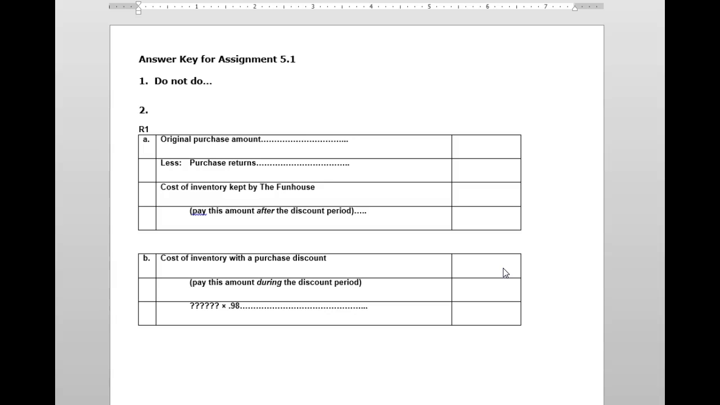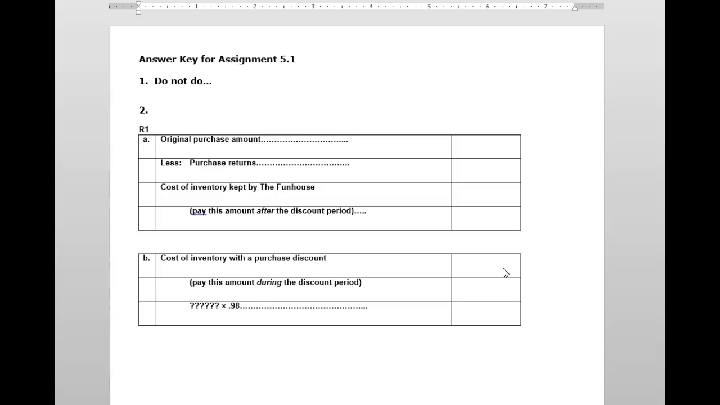I think I've prefaced that correctly. We are not going to do number one. Again, it deals with periodic and perpetual, and you have enough confusing things going on right now. So, number two looks at Funhouse, and they buy $105,900 worth of toys on credit with the terms of 2/10, net 45. Now that means they get a 2% discount if they pay within 10 days, and the net of the invoice is due in 45 days if they don't pay it within that 10 days.